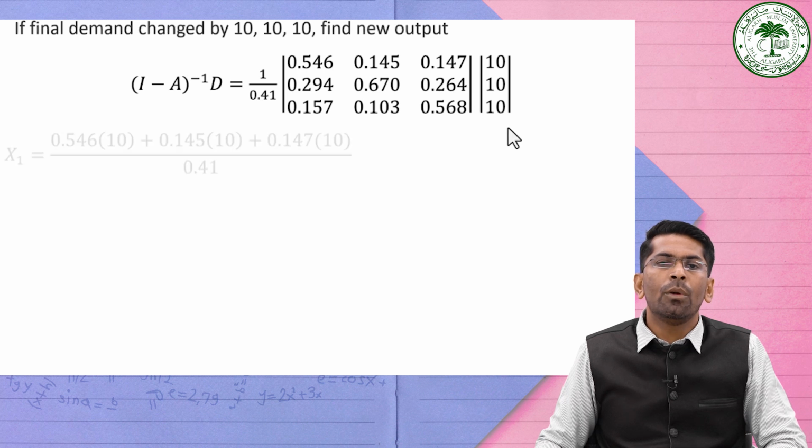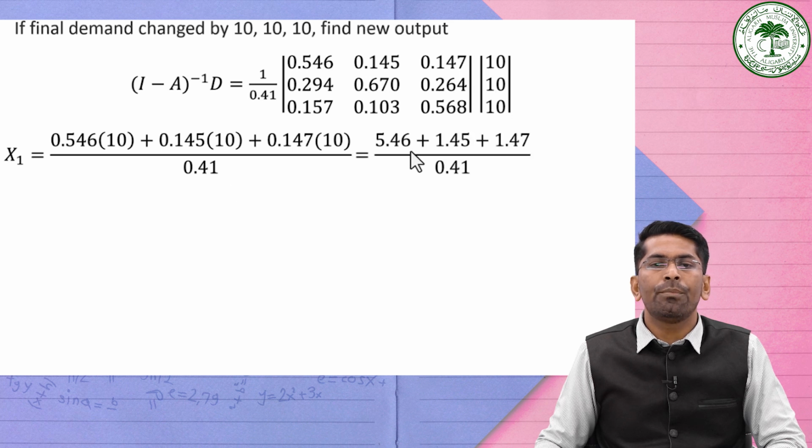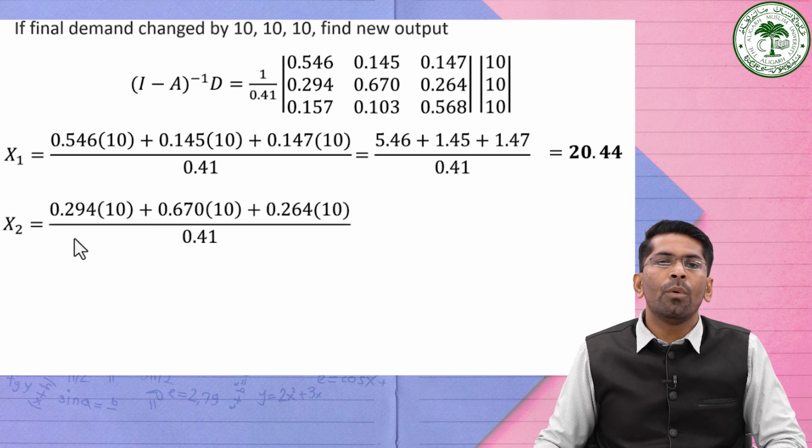Then we are going to multiply the first row with the final demand vector. So it is 0.546 into 10, 0.145 into 10 plus 0.147 into 10, divided by 0.41, which is equal to 5.46, 1.45, 1.47 divided by 0.41, which is equal to 20.44. Similarly, we have the second output.